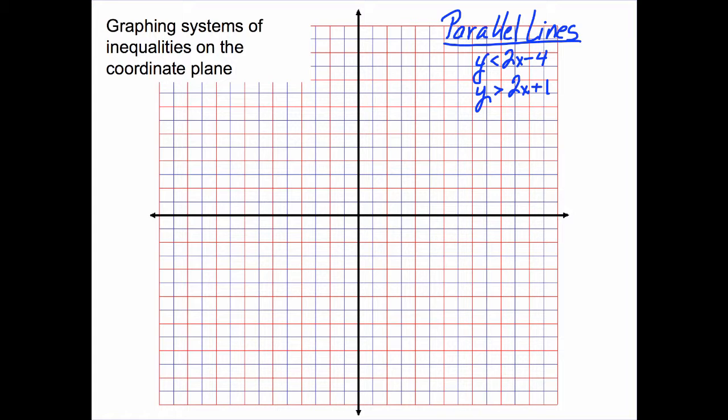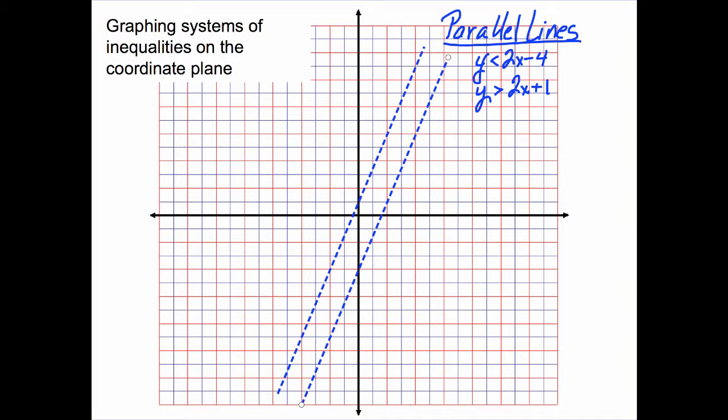Now let's take a look at this situation. This is really the same graph as before, and it's going to be y equals 2x plus 1, so that would be this line over here. And once again, it is dashed, so we'll leave it dashed. And then the other boundary line is going to be y equals 2x minus 4, so that would be this line.